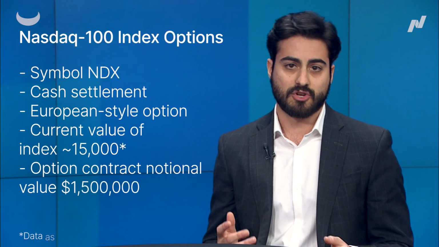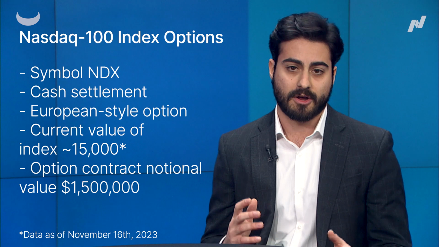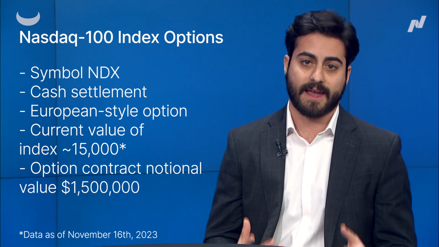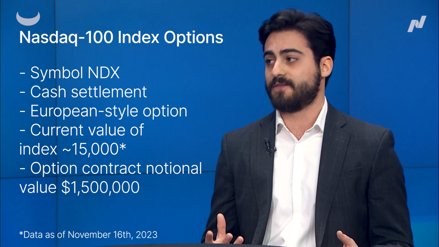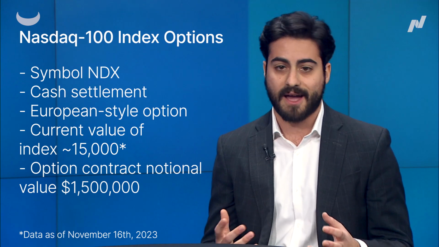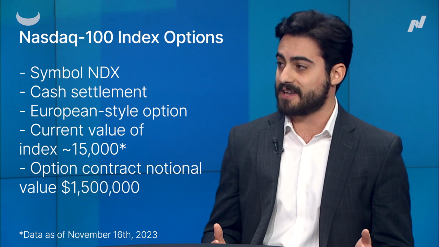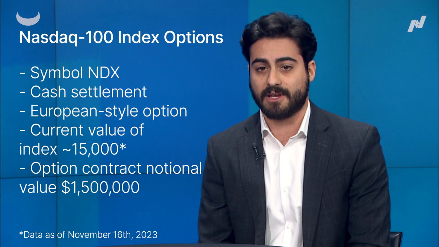So now that we've got the Nasdaq 100 index covered, tell us about the Nasdaq index options. Yeah, totally. The NDX option is a cash-settled European-style option based on the Nasdaq 100 index. It's a liquid option that allows investors to gain exposure to that underlying index, which has a value of around 15,000 right now. If you multiply that by the average options contract multiplier, which is 100, you're looking at a pretty big notional contract at around $1.5 million.